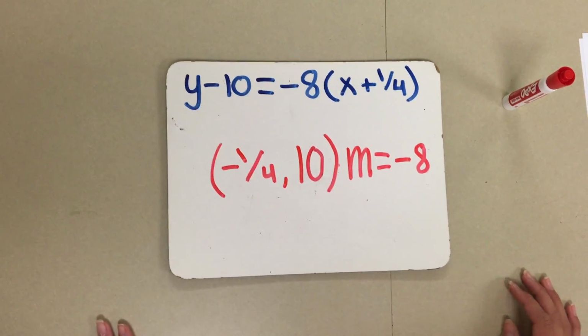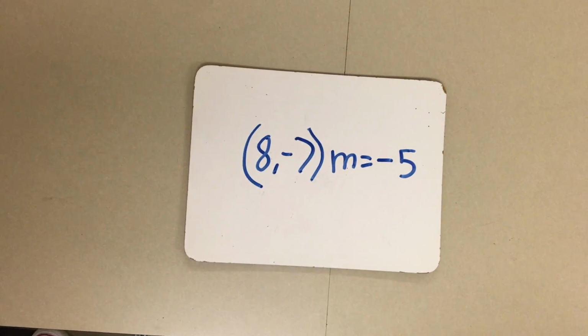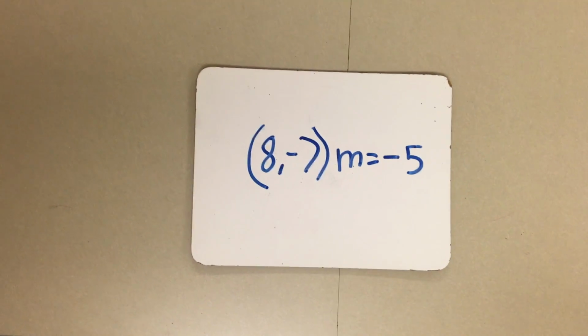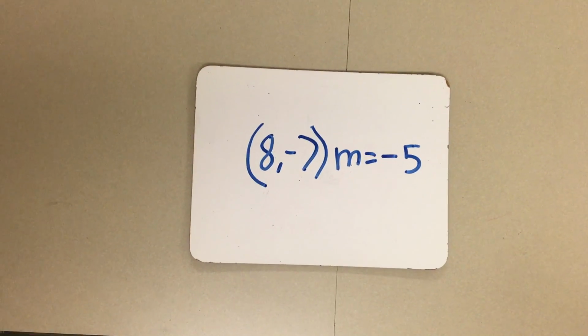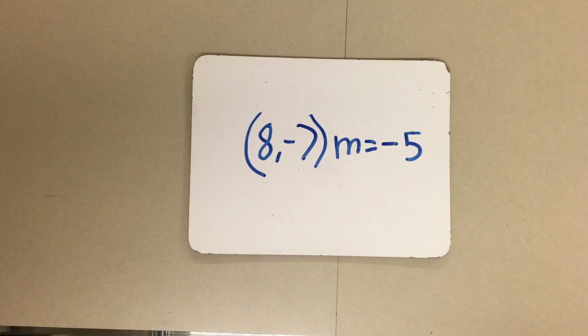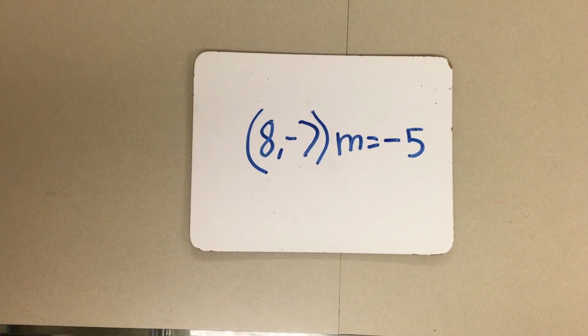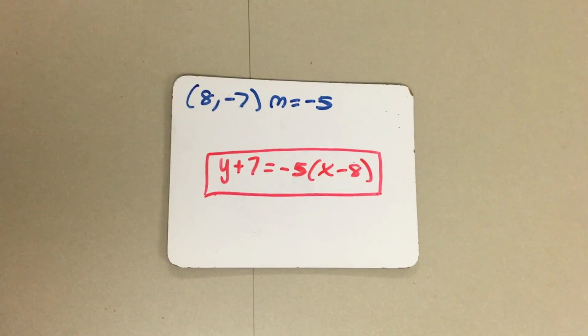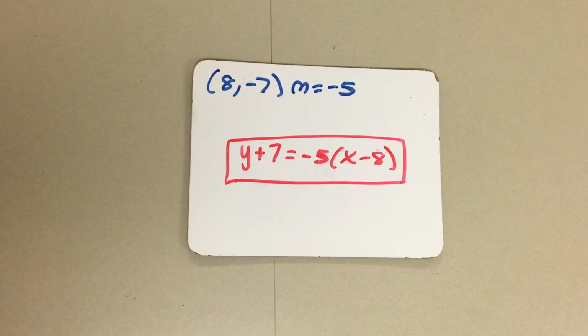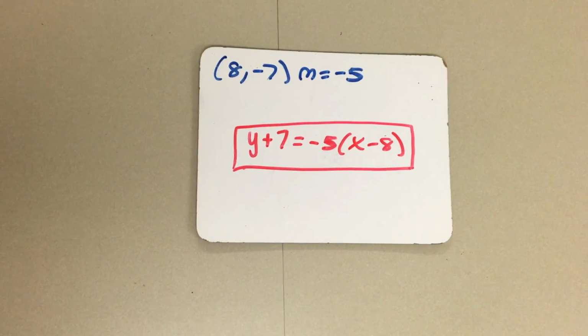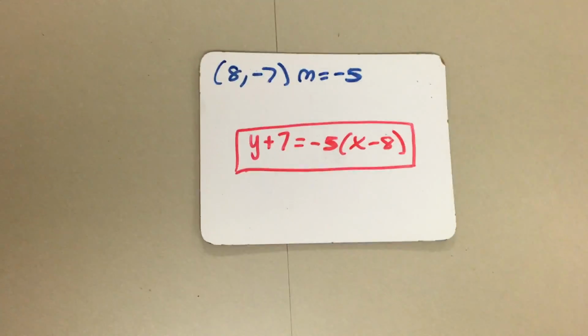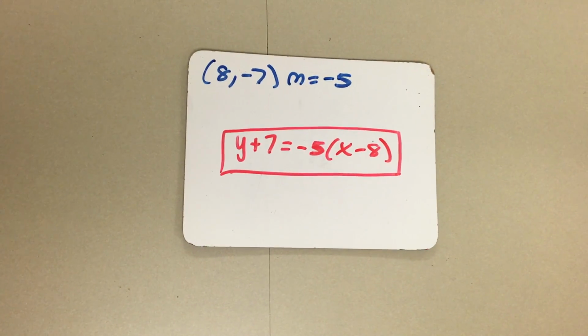Good job. Your final equation is 8, -7 as your coordinate, and m equals -5 as your slope. Please put this in point slope form. Your final answer is going to be y plus 7 equals -5 times x minus 8. Good job. That's it for the speed rounds.